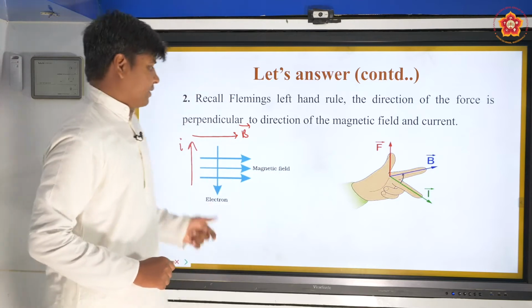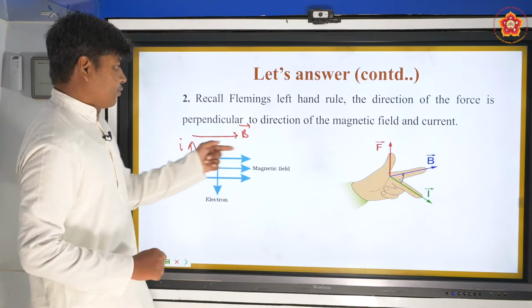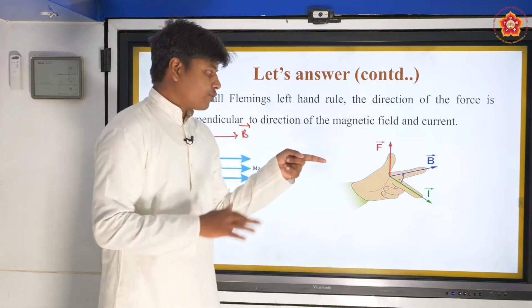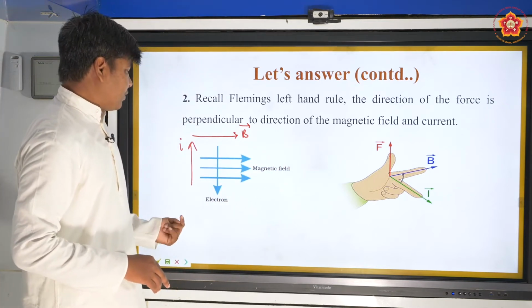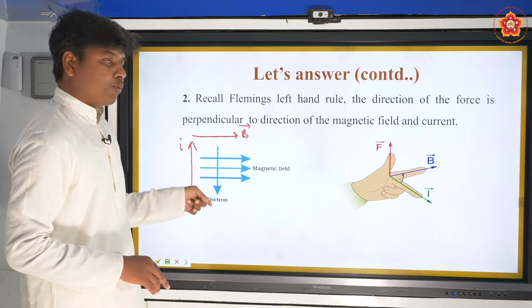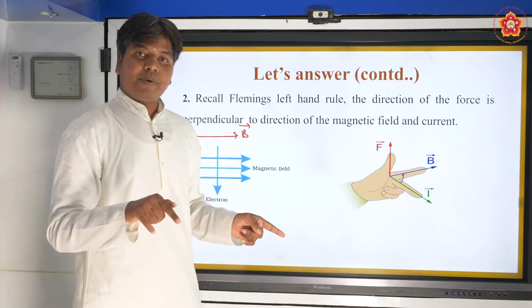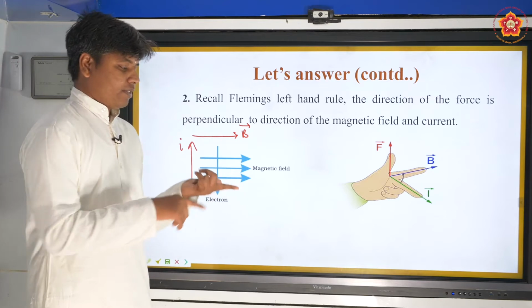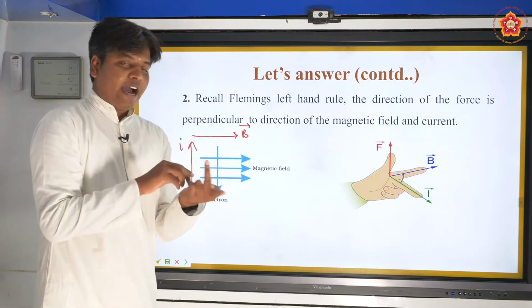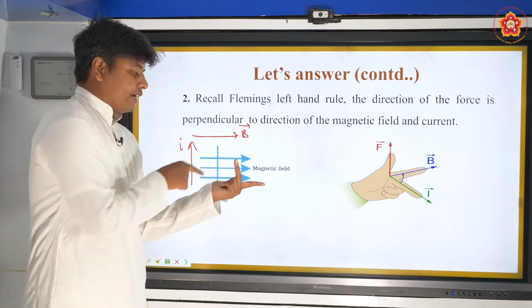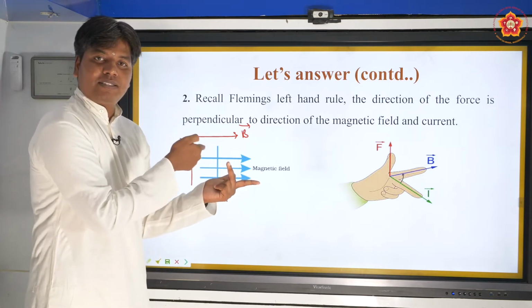the magnetic field lines. Given the magnetic field line is from left to right, the forefinger shows the magnetic field direction. Now the current, as we discussed, the motion of the electron is downwards, so the current direction will be opposite. That means upwards. So the magnetic field line is in this direction, the current is in this direction. Unfold your thumb. It will be into the page, right?